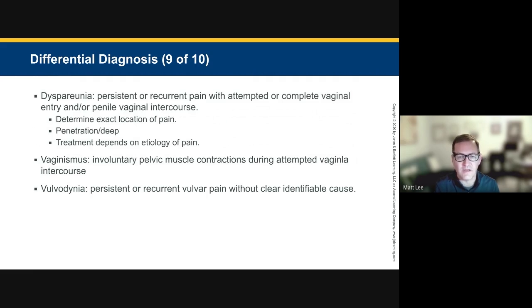Vulvodynia just talks about recurrent vulvar pain without any clear identifiable cause. So we don't say vulvodynia because she had herpes. No, that's just herpes pain. This is no problems that we can identify, but there's pain usually when we touch an area, and that needs to be identified. We'll try to treat these areas individually as we can.